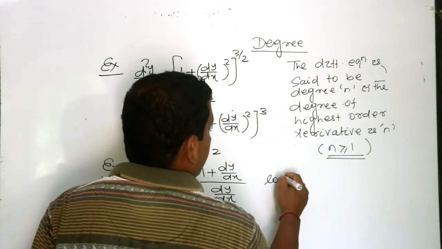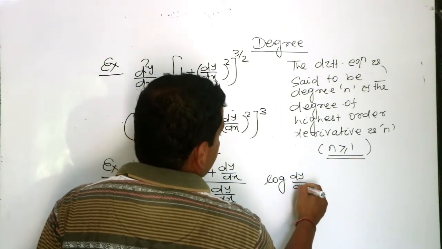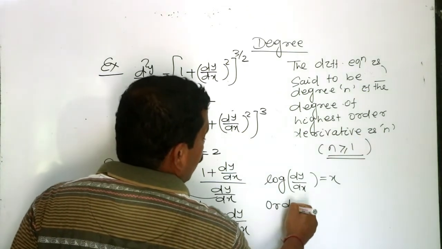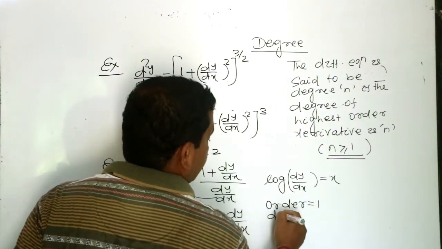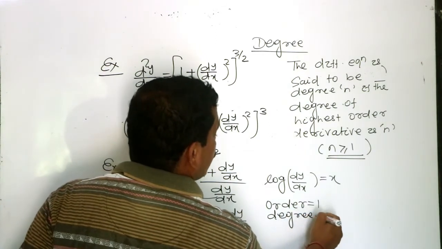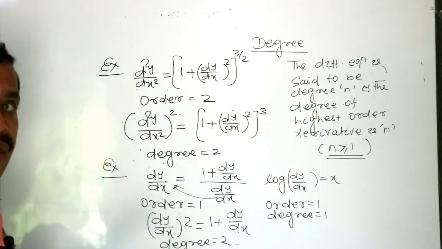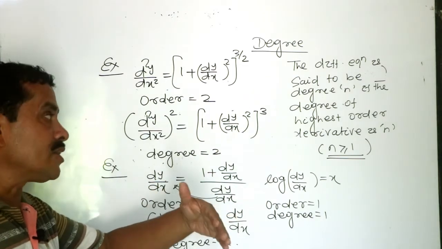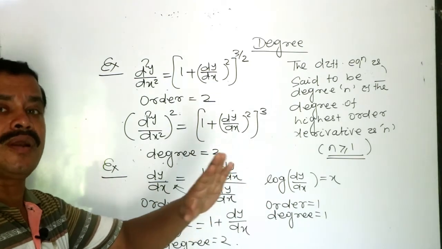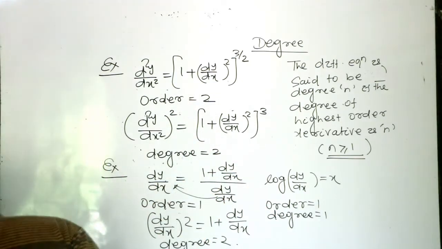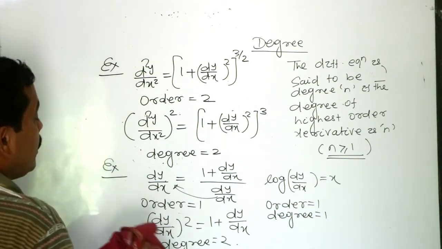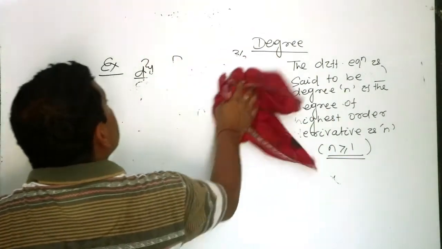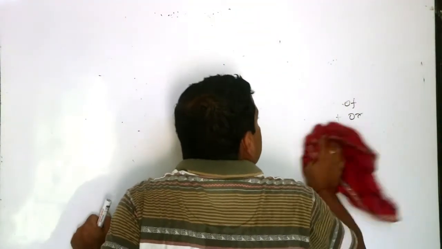Suppose log dy by dx equals to x, then its order will be 1 and degree will be 1. So that is the order and degree of a differential equation. So you just go to the book and discuss some more examples to clarify your idea. That is most important. One short question every year coming from this order and degree.